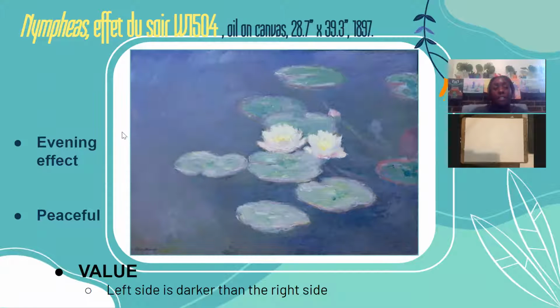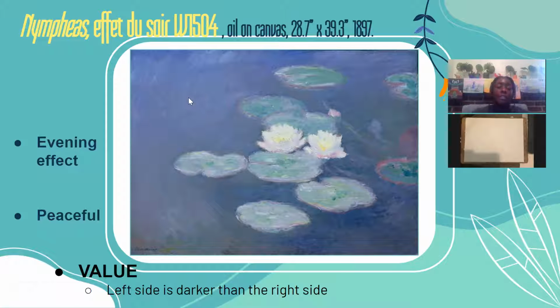It's called Nympheas Effet du Soir. And it's an oil on canvas, and it was like 30 inches by 40 inches, and he did it in 1897. So effet du soir is French for evening effect. And so it looks very peaceful. I mean, look at the colors, blue and light blue are all kinds of peace.